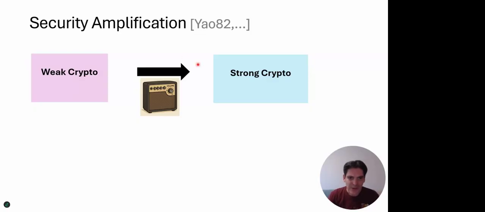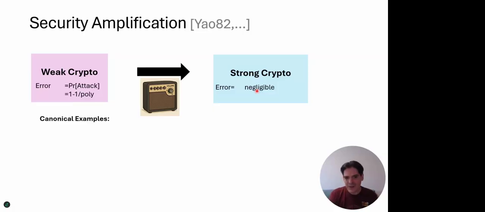So security amplification is a classical theme in cryptography and complexity theory. And the main goal is to take a weak cryptographic primitive whose error, measured as the probability of a successful polynomial attack, is almost 1, right? It's 1 minus 1 over poly. So you can almost surely break this primitive and turn it into a strong cryptographic primitive whose error is only negligible. That is, you can hardly break this primitive.